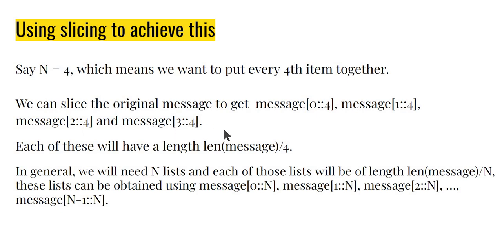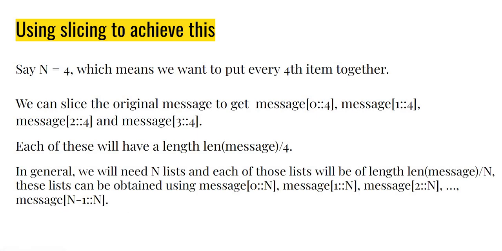Now, clearly, each of these will have length of message divided by 4. I'll make sure the message length is a multiple of 4 by adding some spaces. Now, if you generalize this, and this is important to code, I'm going to get n lists. Each of these will be of length len(message) divided by n. And these will be obtained by message[0::n], message[1::n], all the way until message[n-1::n]. In fact, the moment we realize this, the code is just a direct consequence of this statement.